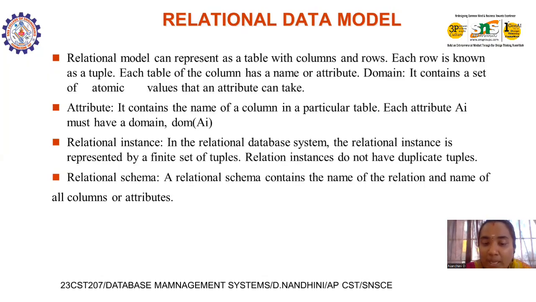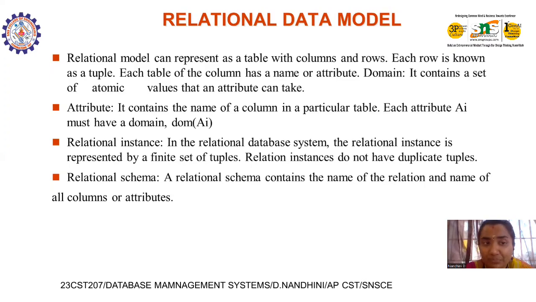Next is a primary key. It uniquely identifies rows in a table. For example, customer ID in a customer table is a unique key. It is also known as a primary key. In the relational model, we can represent data as a table with columns and rows. It consists of a domain, attribute, relational instance, and relational schema.